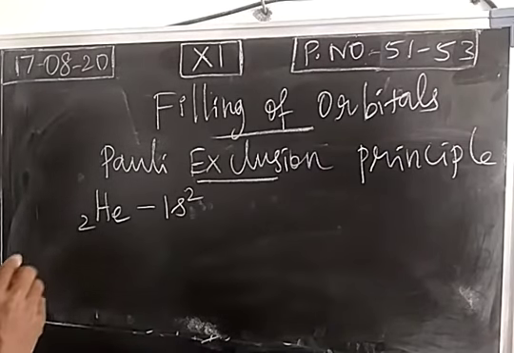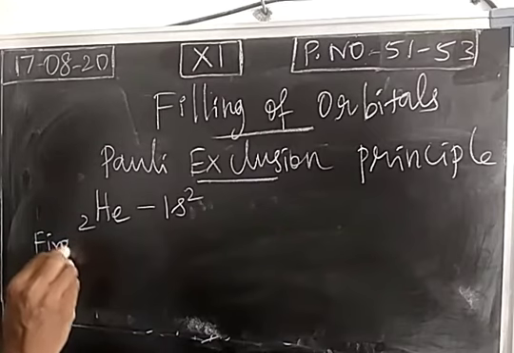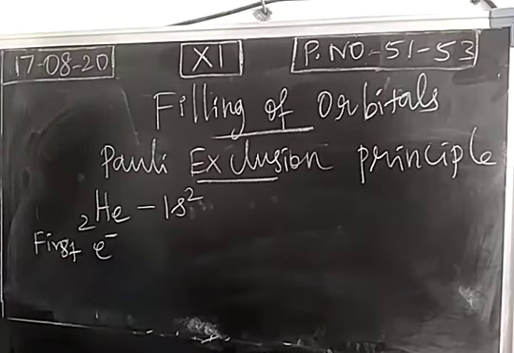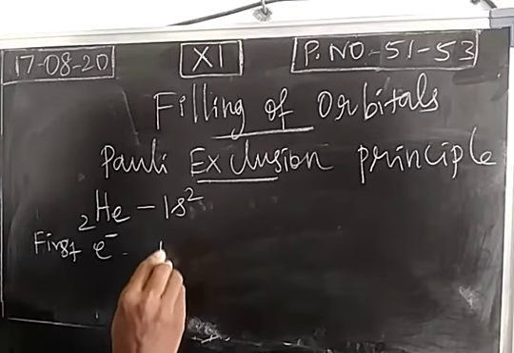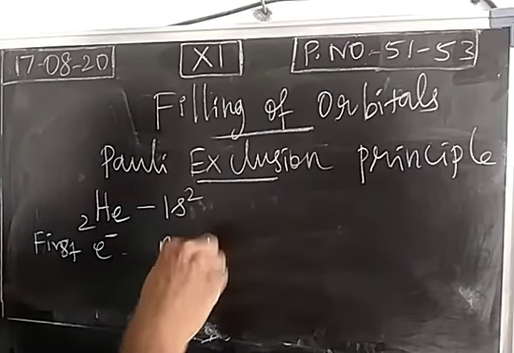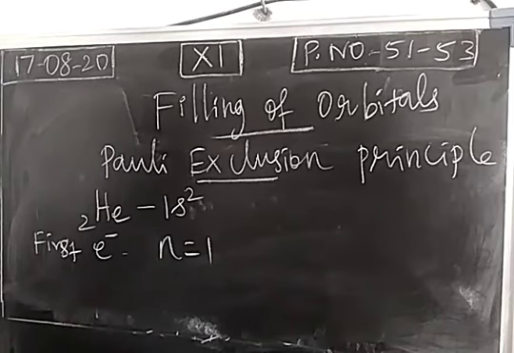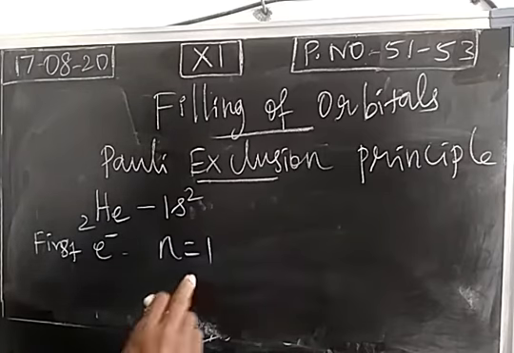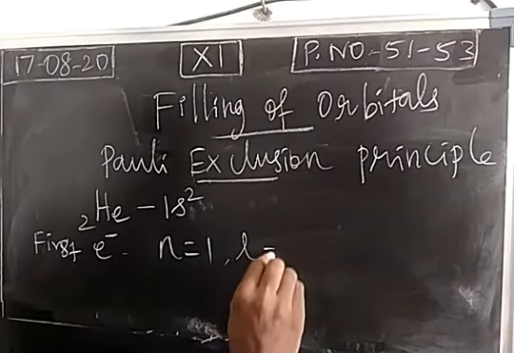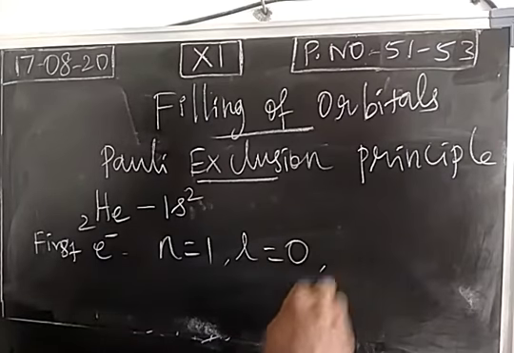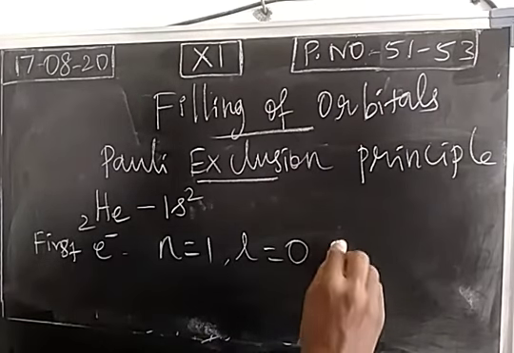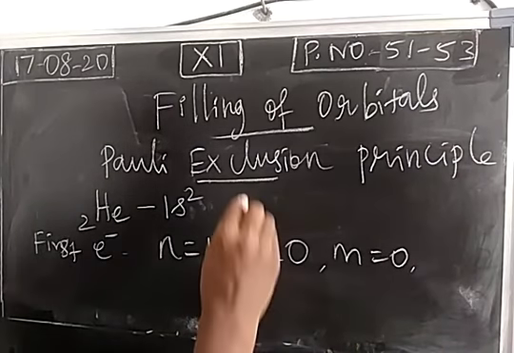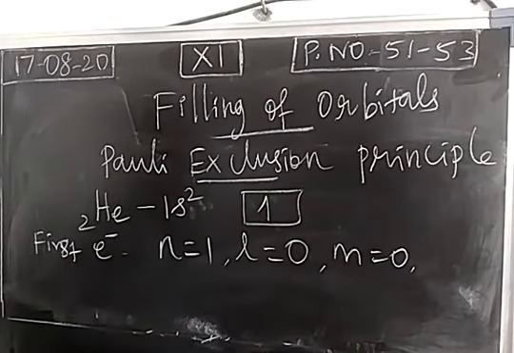We take the first electron. Out of 2 electrons, we consider the first electron. What is the principal quantum number for the first electron? Principal quantum number 1, because the electron is placed in the 1s orbital, first shell. Azimuthal quantum number for s orbital is 0. For s orbital, magnetic quantum number 0. Right? So the 1s orbital is accommodated by 2 electrons. We consider the first electron.